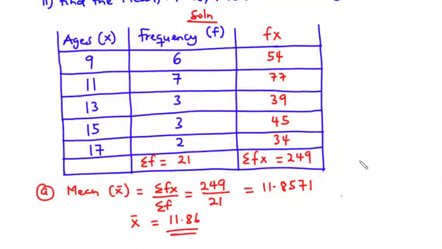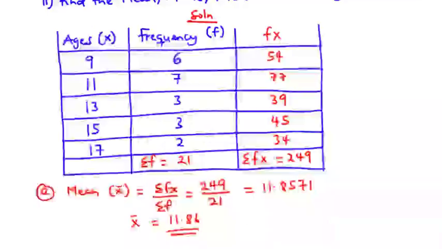Now let's find the mode. So the mode is the age that appeared most frequently. Now back to our table, you realize that 11 appeared most frequently because we have 7 occurrences. So since 11 appeared the most number of times, it follows that the mode is 11.